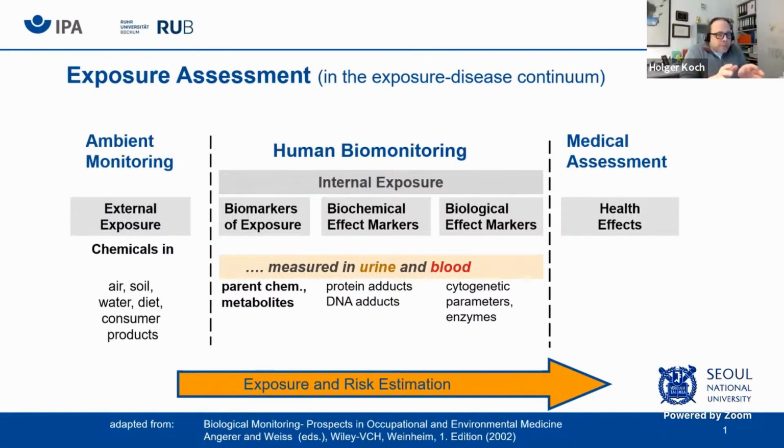If you measure the parent chemicals and the metabolites from these chemicals, you call it exposure biomonitoring. And if you go further, like reaction products of chemicals with body macromolecules or disruption of hormone levels, then you would call it biological or biochemical effect monitoring.